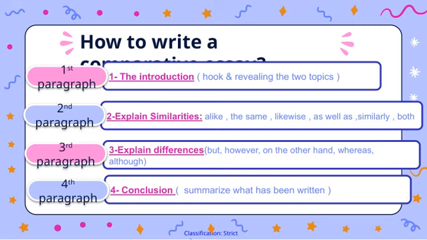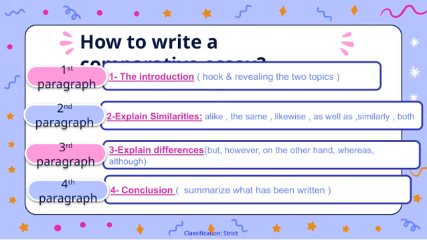Then, in the second paragraph, you shift to explaining the differences. Here, words like but, however, on the other hand, whereas and although are crucial. They signal contrasts and distinctions between the topics, making your comparison more nuanced and balanced.